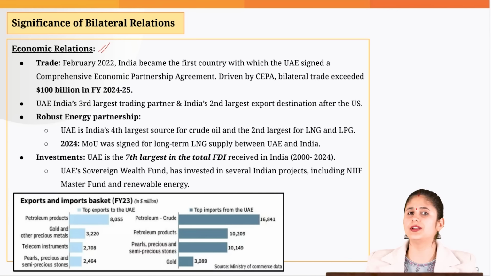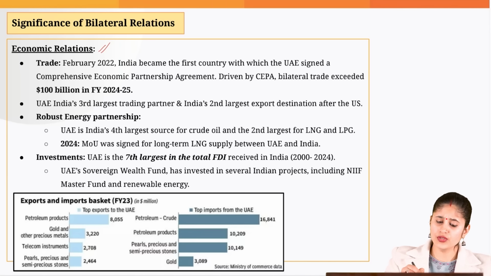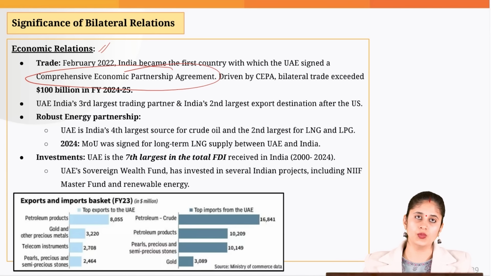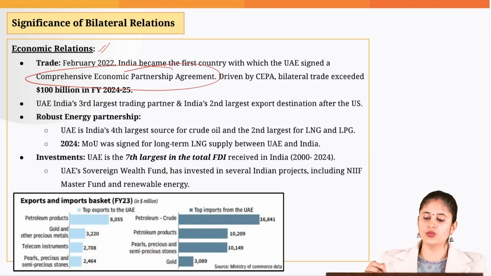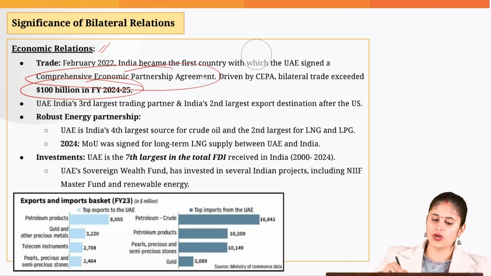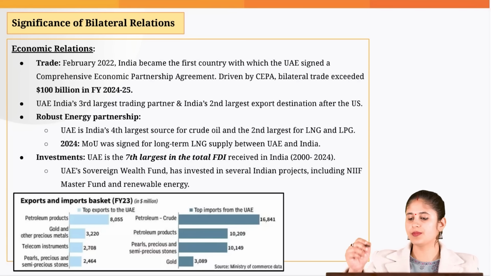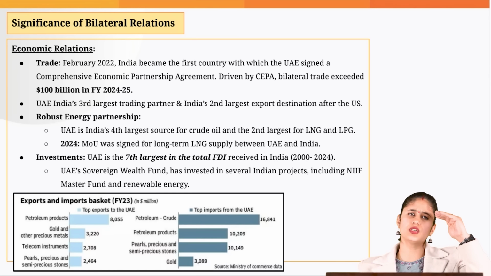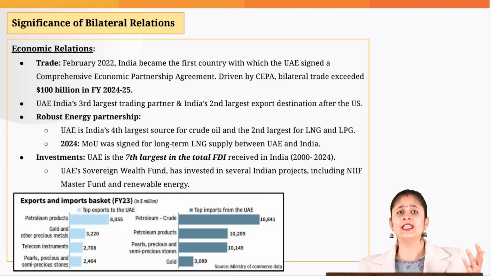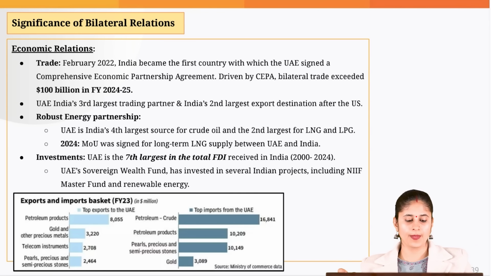When you talk about bilateral trade, because of the Comprehensive Economic Partnership Agreement which the two countries signed way back in 2022, bilateral trade between the two countries exceeded $100 billion in financial year 2024-25. What is this Comprehensive Economic Partnership Agreement? Herein, the two countries not just lower trade barriers for goods, they also lower the barriers for services and investment. So the two countries would be investing more in each other's economy.